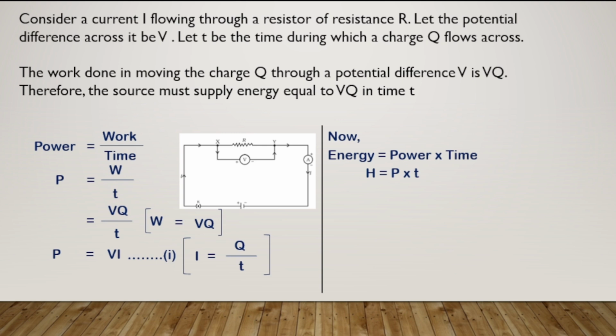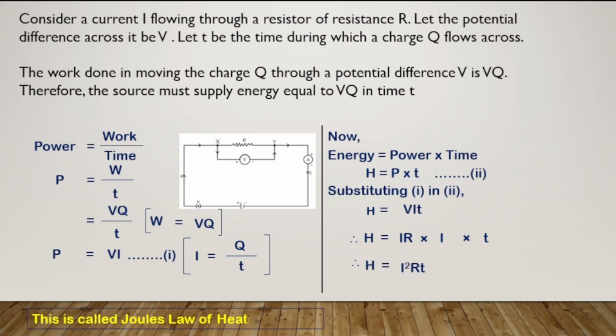Now the equation number 1 where I found the formula for power, I'll be substituting over here. So I will get H will be V into I into T. After combining equation 1 and 2, I get the formula H is V into I into T. Now, again going back to our Ohm's law. In Ohm's law, we studied that V is I into R. So I'll be substituting I into R in the above equation and I get H is IR into I into T. Whereas I can say H is I square R T.